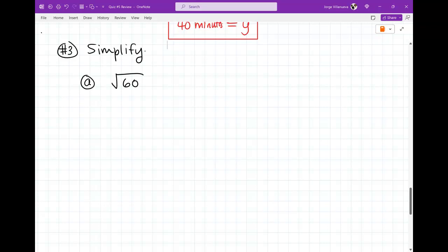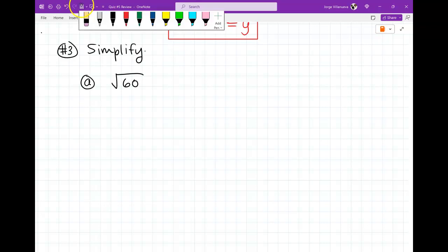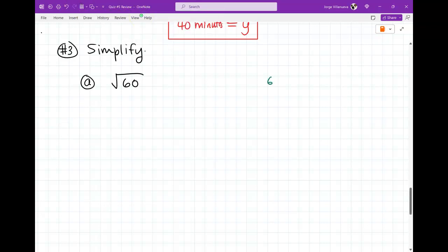Now, a question like this you can do on your calculator. I don't have my calculator out with me, so I'm just going to do it by hand. But you can easily just type in square root of 60, and it should give you 2 radical 15. Okay? But if you don't have a calculator, here's how you do it. You're going to try to find two numbers that multiply to 60. I like to go in order, so you'll see me always start with 1 and 60. And try to find two numbers that multiply to 60, and hopefully one of those numbers has a square root.